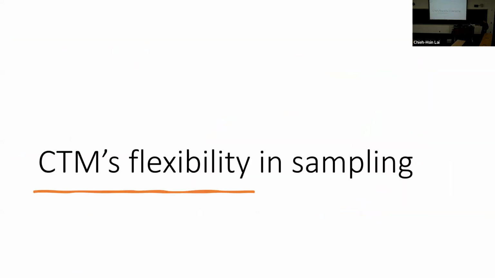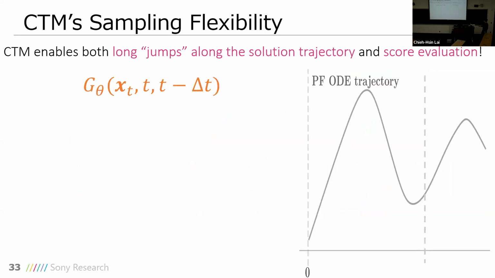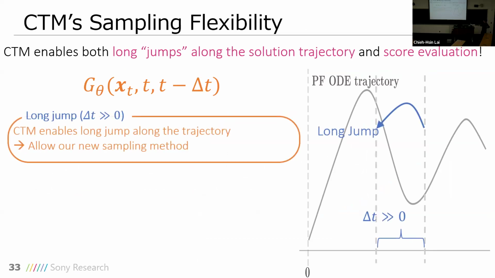For sampling, once we train this model, what's the benefit? It contains two extreme cases. The first one is if the end time is far away from your starting time, you can do one long jump. You can do the fast sampling.